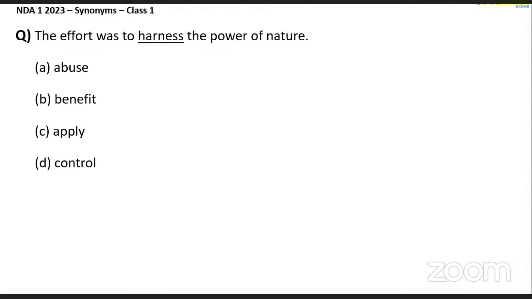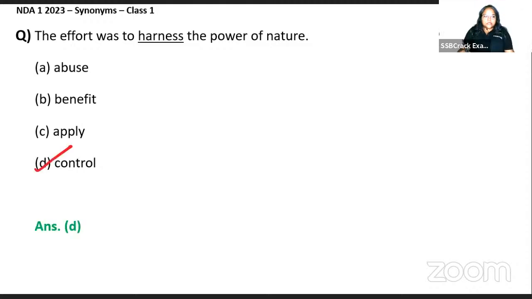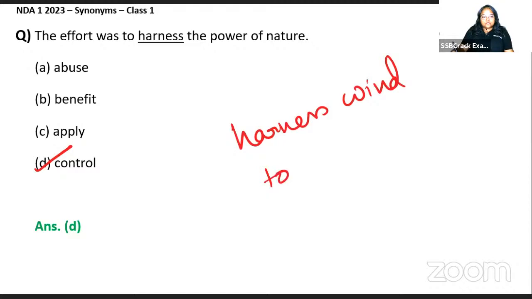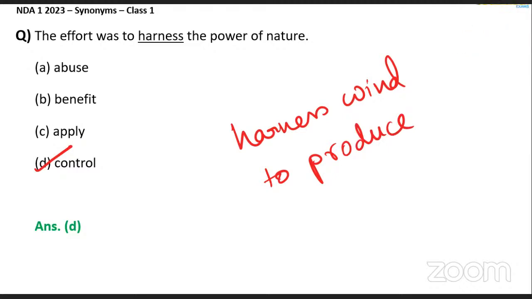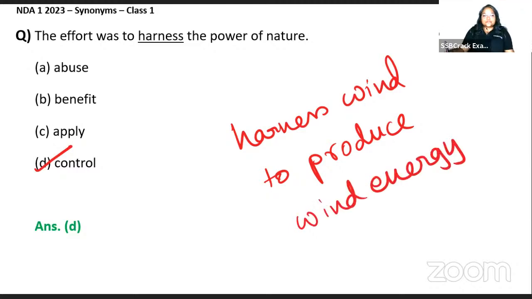Ma'am, abuse. Benefit. Option A. Ma'am, control. Yes, D. Absolutely, Shivayu. Option D हमारा आंसर है, control. We harness wind to produce what? क्या प्रोड्यूस करते हैं हम लोग विंड को हार्नेस करके? Electrical energy. सॉरी, electricity. Yes. And कौन सा एनर्जी प्रोड्यूस करते हैं? Wind energy. We harness wind to produce wind energy, to produce electricity and such.